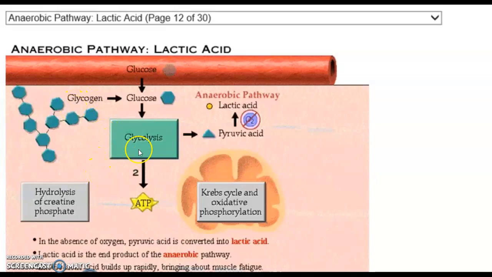Okay, now obviously our goal is to break this glucose down and to go through cellular respiration or through the processes of glycolysis and hydrolysis of creatine phosphate to form ATP. But we know the big payoff of this is going to be when we go through oxidative phosphorylation is when we will get the most ATP. But of course that requires oxygen.